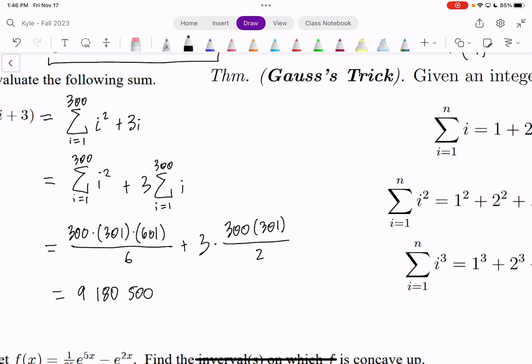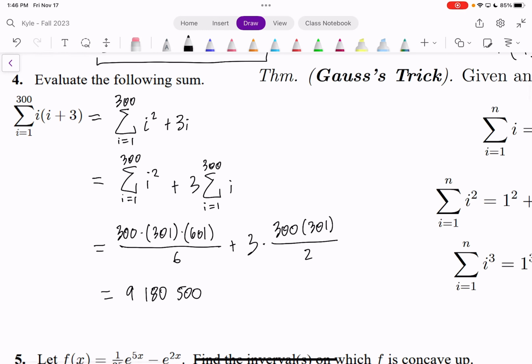All right. Everyone happy with that one? All right. We'll keep moving. We'll keep moving swiftly along.